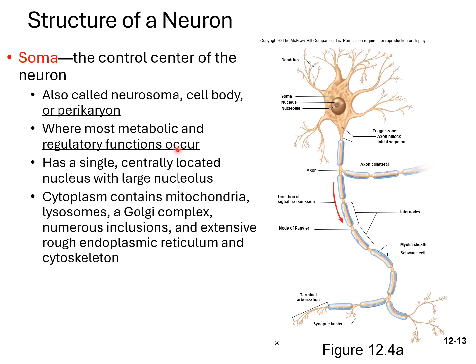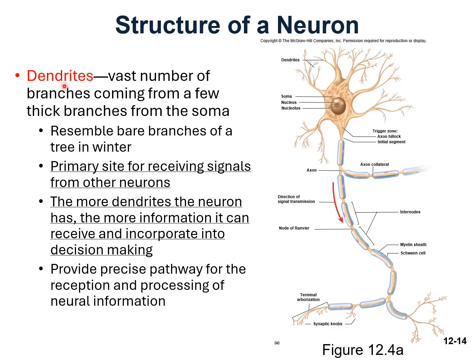There's mitochondria, there's rough ER, there's Golgi, there's all the stuff that you find in a normal cell. They're all going to be found in the soma. It has one central nucleus with a nucleolus, just like a regular cell. And like I said, mitochondria, lysosomes, Golgi, all of these things that are found in a regular cell are all found in a neuron.